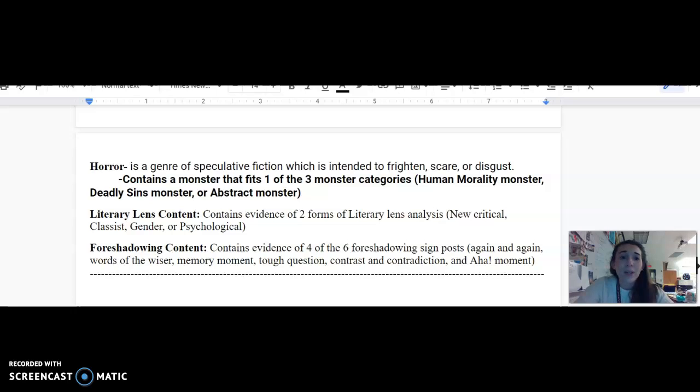Every one of these stories must contain literary lens content, so that means that your story has a deeper meaning that can be explained through some form of literary lens, and there must be evidence of at least 2. Foreshadowing contents, I need to be able to see that you allow your audience to start making predictions about what's going to happen in the story. So there should be evidence of 4 of the 6 foreshadowing signposts. So either through dialogue, your characters have discussions that allow your audience to make predictions.